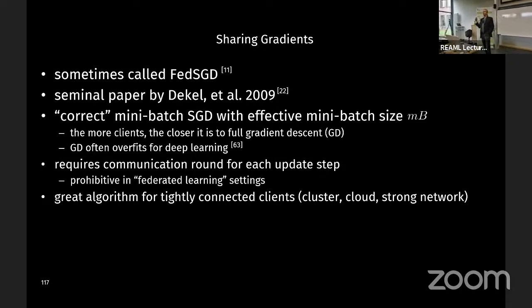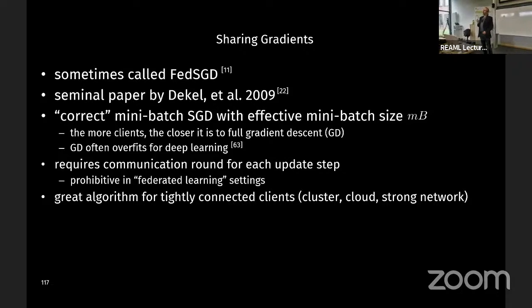This has been around for quite a while. There's a seminal paper by Dekel et al., Optimal Distributed Online Prediction Using Mini-Batches, also from 2009, where it has been properly analyzed. And once again, it's correct in the sense that it's a proper parallelization. You really get the right gradient descent, only with a different batch size. That's the only difference, because you now have the gradient over all your local mini batches. But other than that, it works.